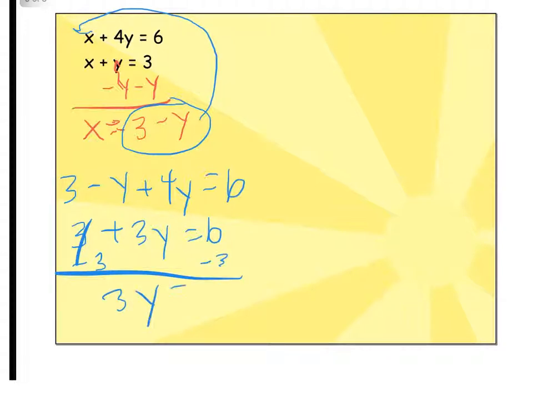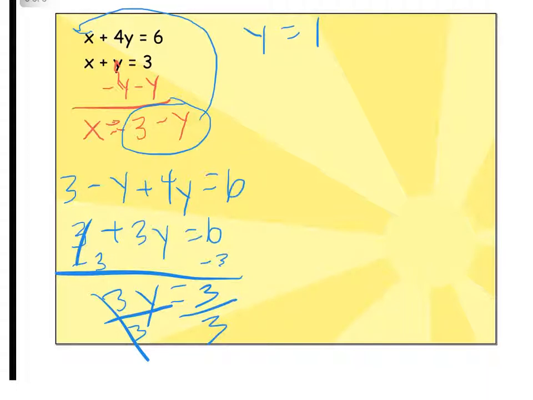So I have 3y is equal to 3, divide by 3. I can see y is equal to 1. So now I have y solved for, which is great. Notice I solved for y here first. In my other examples I solved for x. It doesn't matter which one you solve for first. We just have to solve for both of them by the time we're done.